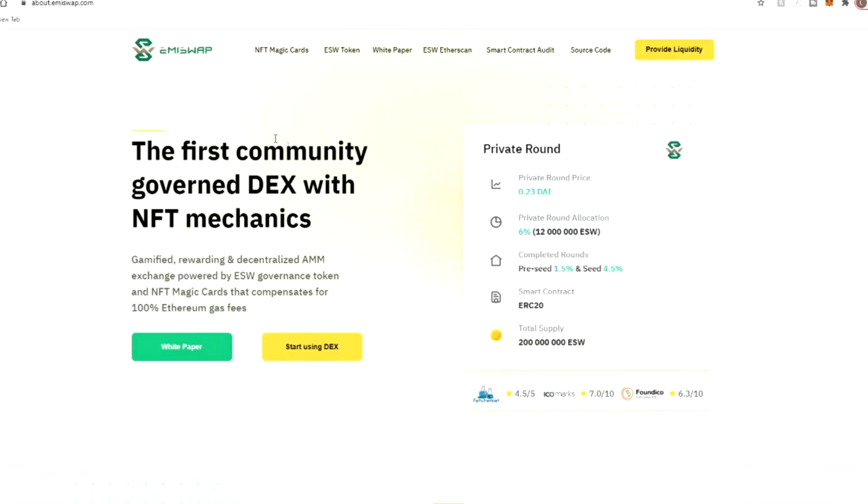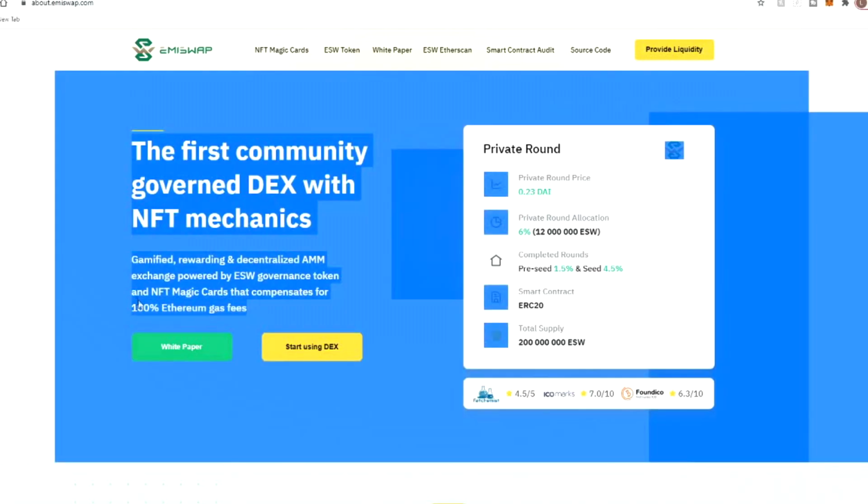It's the first community governed DEX with NFT mechanics. The company is called EmiSwap, and basically it's a gamified, rewarding and decentralized AMM exchange powered by the ESW governance token and NFT magic cards that compensate for 100% of Ethereum gas fees. So exactly that is what we want right there.